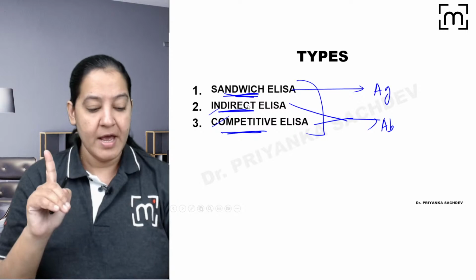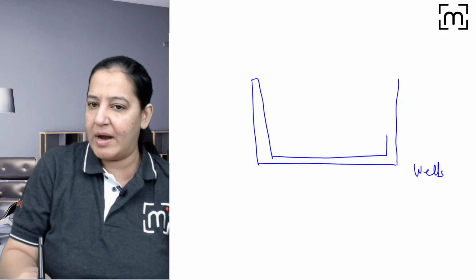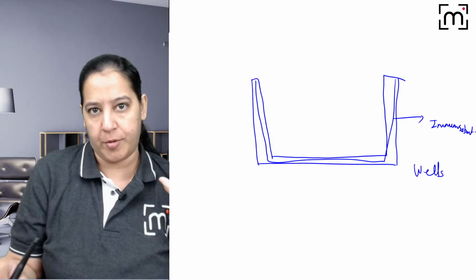This is a well. As I have told you, an ELISA plate has various wells. Now, the wells are coated by immunosorbent material. That also I taught you. So this is the coating. Can you see the coating? This coating is basically immunosorbent material, right?